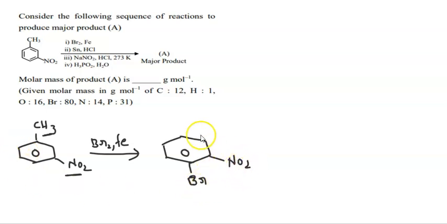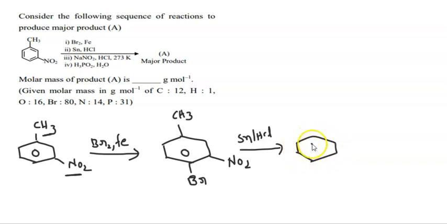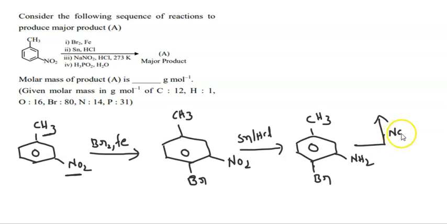And here it is Br, NO2 and methyl group. The bromonium ion attacks the para position to methyl in the presence of HCl, which undergoes reduction. Then the compound obtained is benzene, which is connected to CH3 and Br. NO2 has been changed to NH2. Reduction takes place.